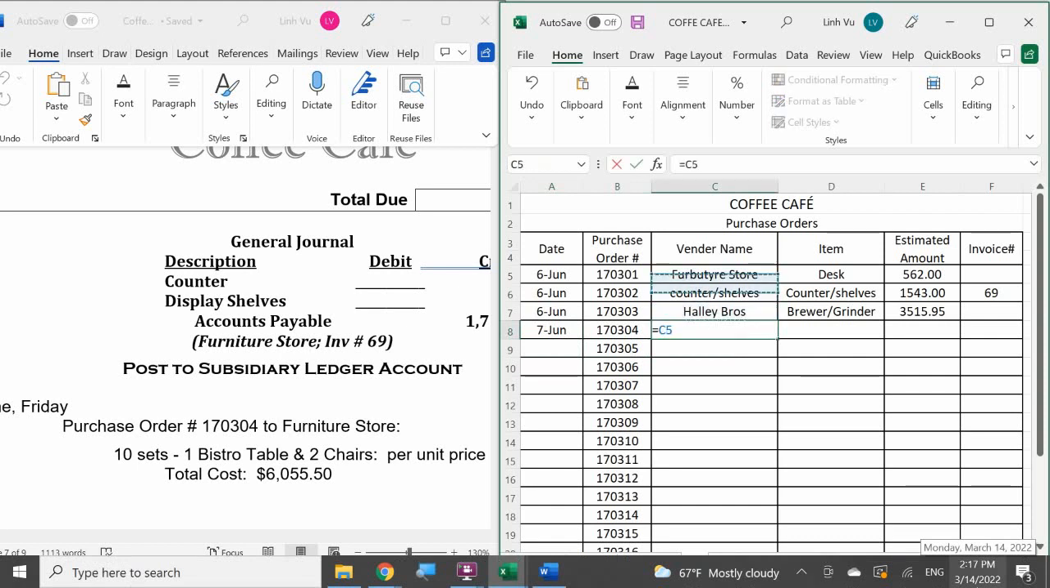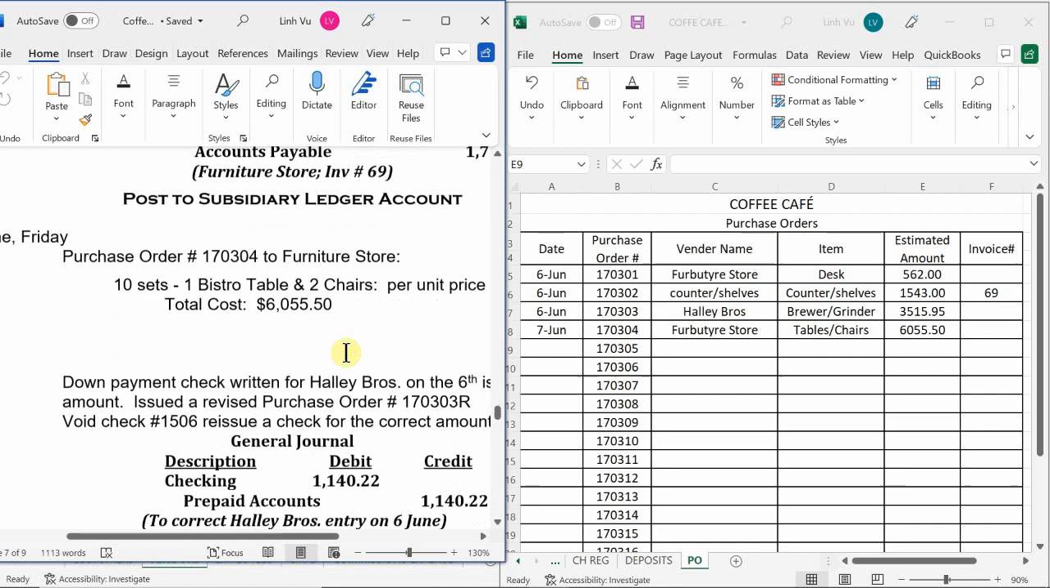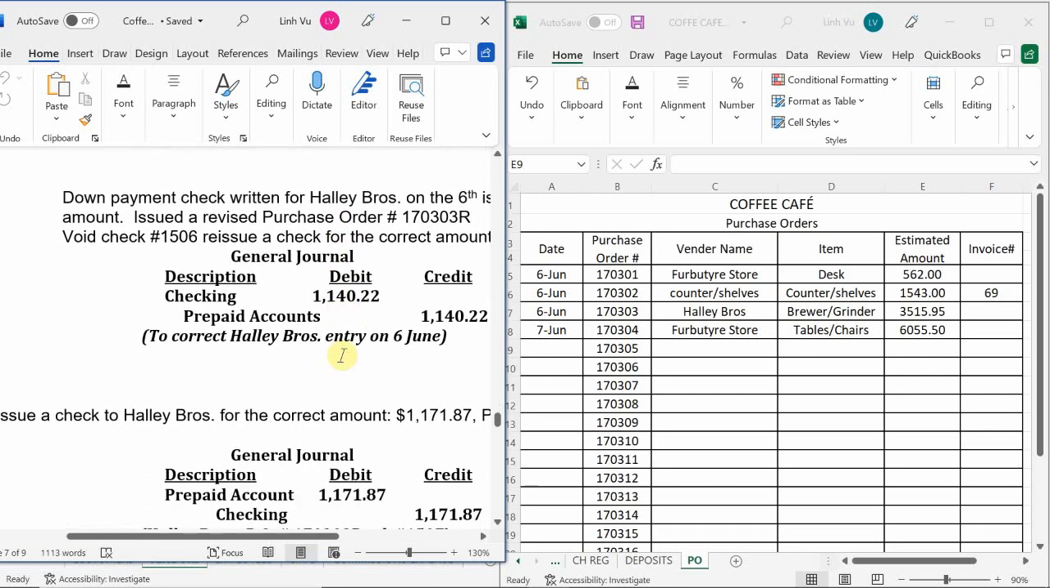We are going to be purchasing from Furniture Store once again. And this time we bought tables and chairs, for a total of $6,055.50. Okay. All right. So let's see what has happened next.